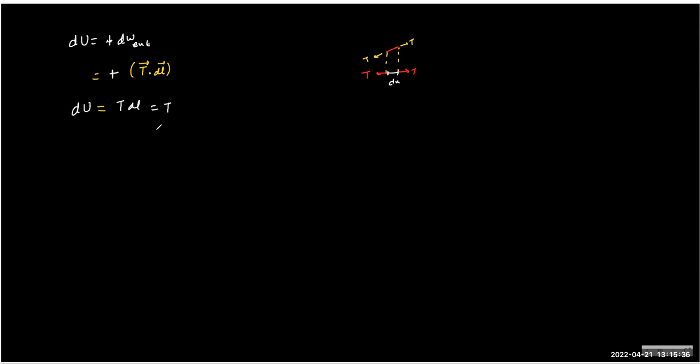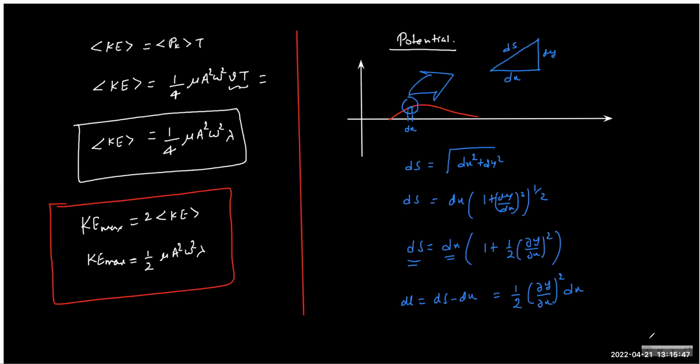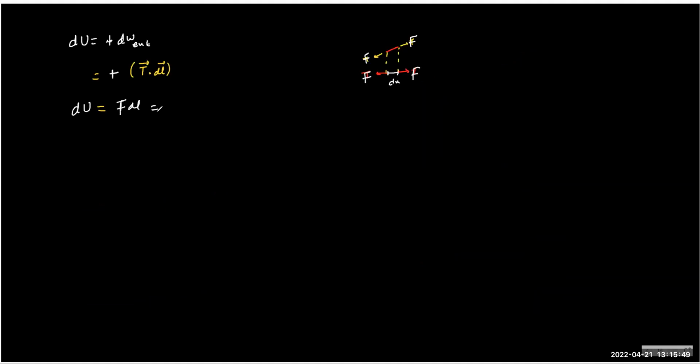Now T is not the time period; it's the tension. So to avoid confusion with the time period, let's call it F. So we can write F into 1 by 2 (del y by del x) whole square into dx. This is the answer. The potential energy is equal to F by 2 times (del y by del x) whole square dx.